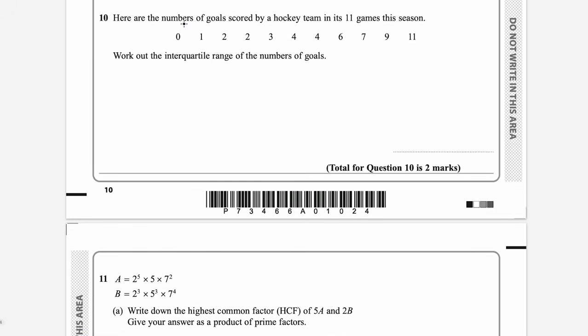Question 10. Here are the numbers of goals scored by a hockey team in its 11 games this season. Find the interquartile range. Okay, they're in order from smallest to biggest. There's 1, 2, 3, 4, 5, 6, 7, 8, 9, 10, 11, which means this guy is going to be the median, because there's 5 to the right, 5 to the left. Good. Which means this guy's Q3, because it's the median of these 5, and this guy here is Q1. The interquartile range is therefore 7 minus 2, which is equal to 5.